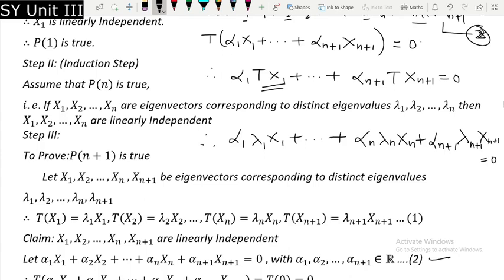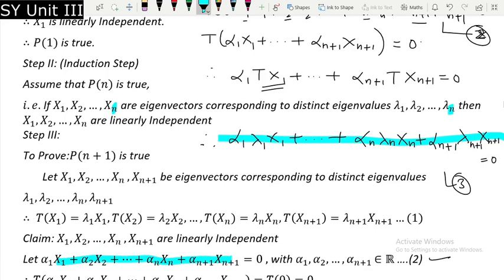Now observe this 2 carefully and 3 carefully. So this is my 3. Which one? This. So observe this 2 and 3 carefully. What you can see. So I have to use the induction hypothesis. When I can use induction hypothesis? If I am having eigenvectors corresponding to distinct values. But how many eigenvectors I want? I want n eigenvectors corresponding to n distinct eigenvalues, right? And then those eigenvectors will be linearly independent, we can say, with the help of induction hypothesis.